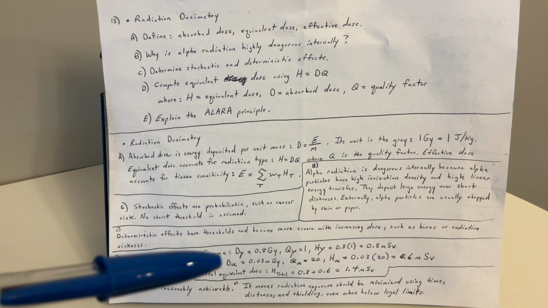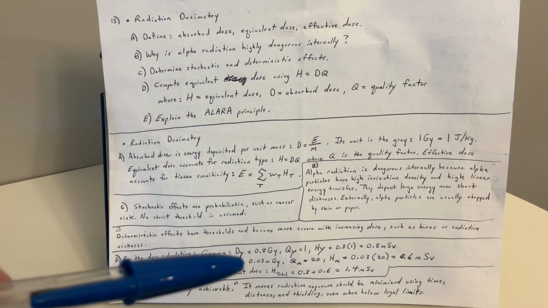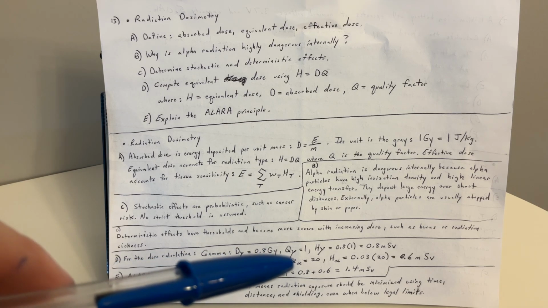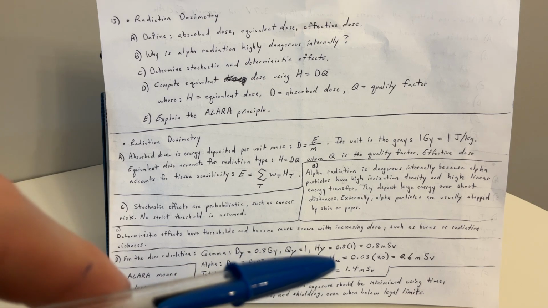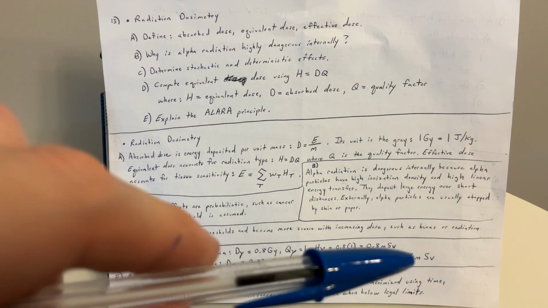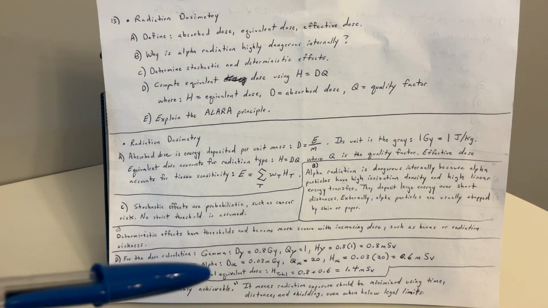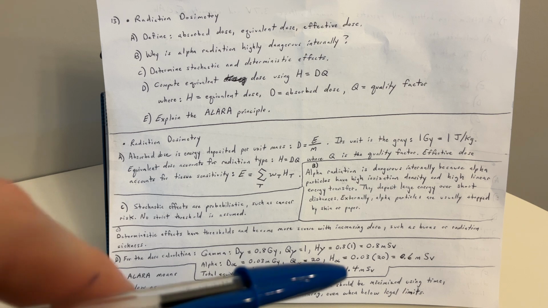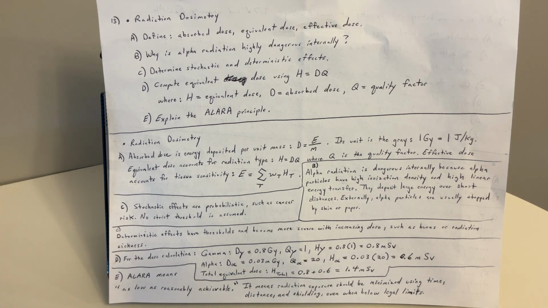Alpha, D sub alpha equals 0.03 mGy. Q sub alpha equals 20. H sub alpha is 0.03 times 20. That gives us 0.6 mSv. Total equivalent dose would be 0.8 plus 0.6, so 1.4 mSv.